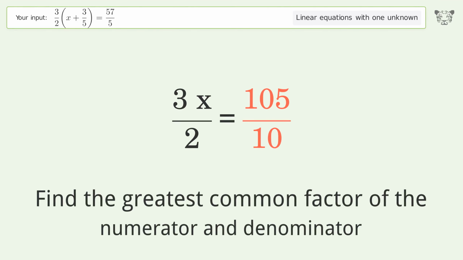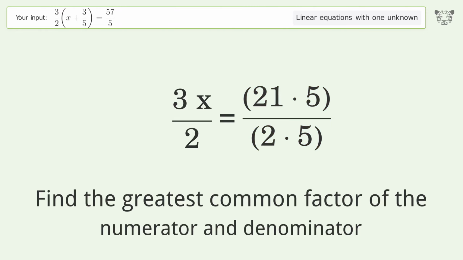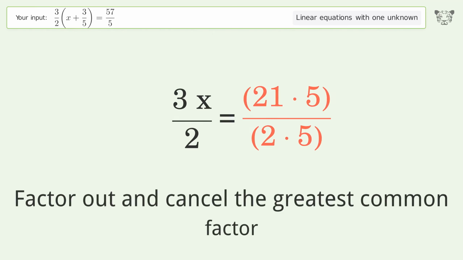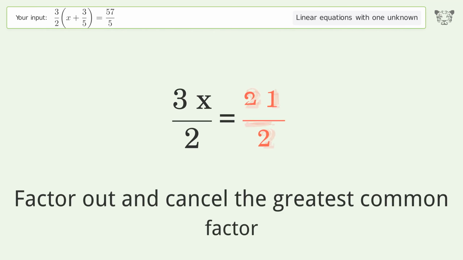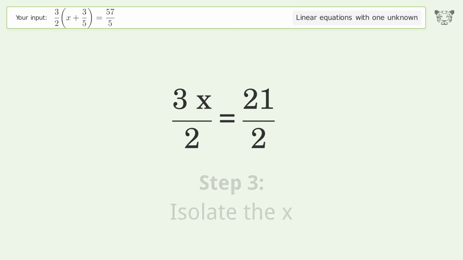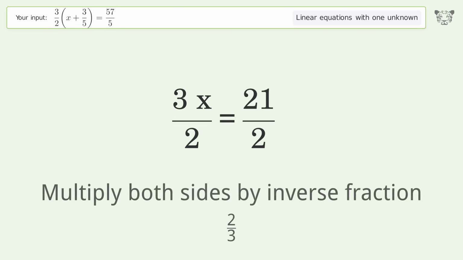Find the greatest common factor of the numerator and denominator. Factor out and cancel the greatest common factor. Isolate the x. Multiply both sides by inverse fraction 2/3.